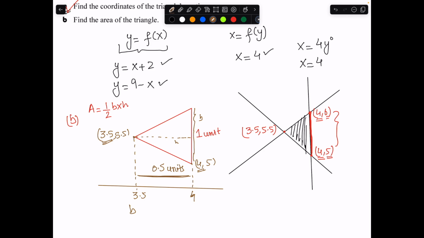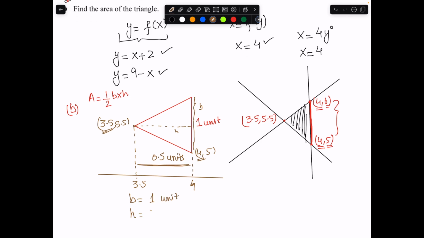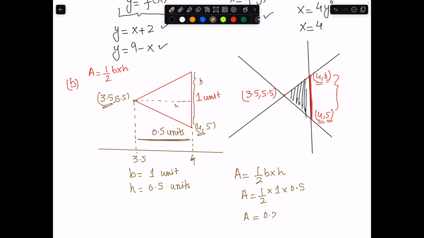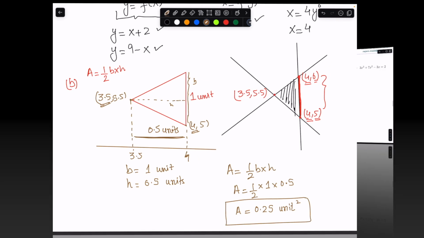So we have the base, which is 1 unit. Remember, there are no units given, so you need to write units. We have the height, which is 0.5 units. All we need to do is find the area of the triangle, half base times height. So this is going to be half, base is 1, height is 0.5, and the answer would be 0.25, and you write units squared, which represents the area of the triangle.